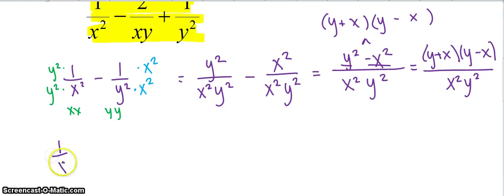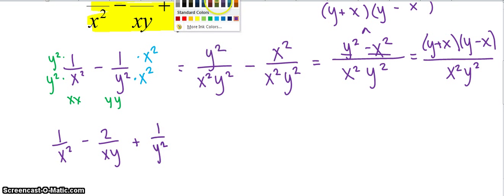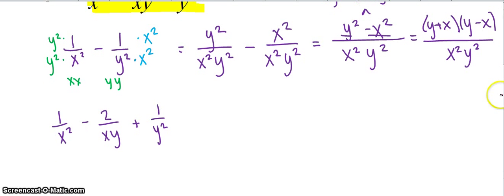So we have 1 over x squared minus 2 over xy plus 1 over y squared. First thing we want to do is look for that common denominator. And if you don't see it as it's written, let's rewrite this. I have 2 x's, I have an x and a y, and I have a y and a y. You could take this problem in 2 parts and just do these 2 fractions and then subtract the third, but this one's pretty simple, so I'm going to do them all at once.